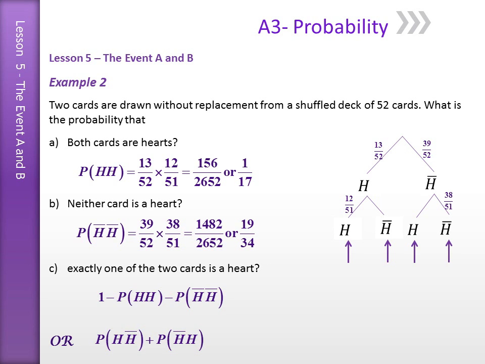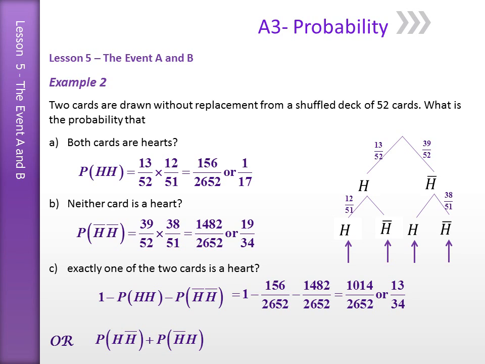So for the first one, let's look at the complement. We would do 1 minus 156 over 2,652 minus 1,482 over 2,652. We would get 1,014 divided by 2,652, which can be reduced to 13 over 34.